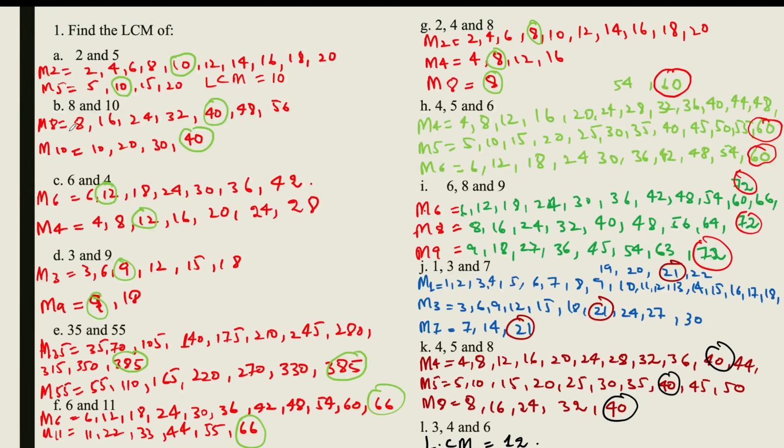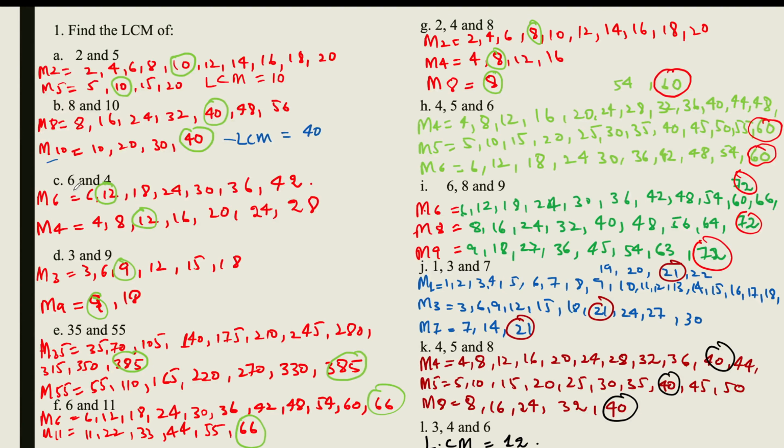Next we have 8 and 10. We express the multiples of 8. It is 8 into 1 is equal to 8, 8 into 2 is equal to 16, 8 into 3 is equal to 24, 8 into 4 is equal to 32, 8 into 5 is 40, 8 into 6 is 48, 8 into 7 is 56, and so on. And then we express the multiples of 10, which is 10 into 1 is equal to 10, 10 into 2 is equal to 20, 10 into 3 is equal to 30, 10 into 4 is equal to 40. So the LCM in here is 40.